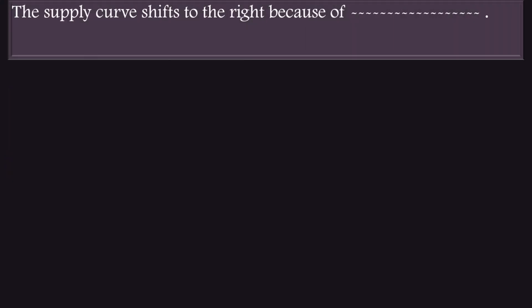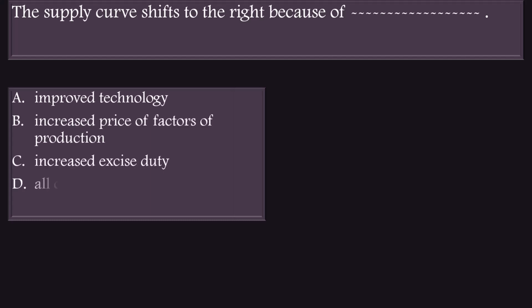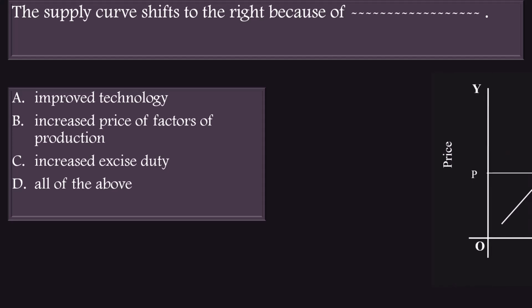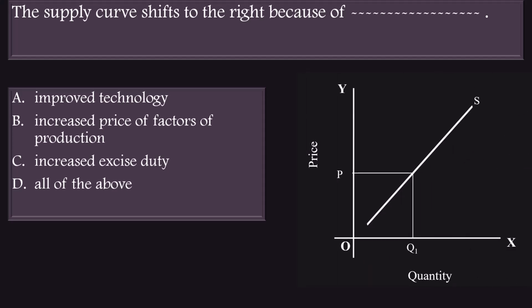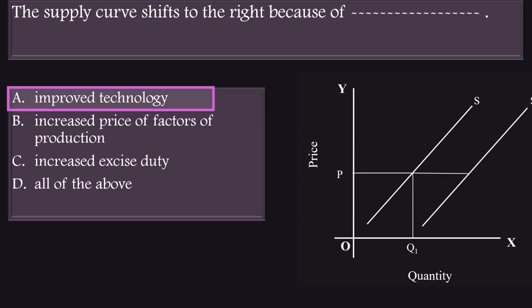Sixth question. The supply curve shifts to the right because of dash. Options: A. Improved technology. B. Increased price of factors of production. C. Increased excise duty. D. All of the above. Of course, the supply curve shifts to the right because of improved technology. Option A is the right answer.